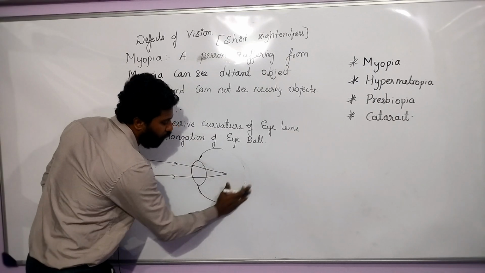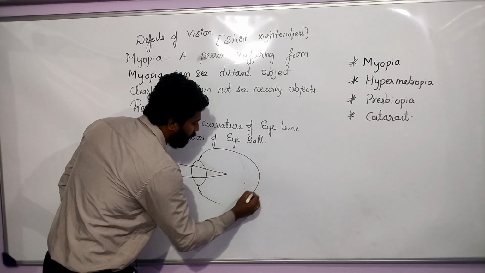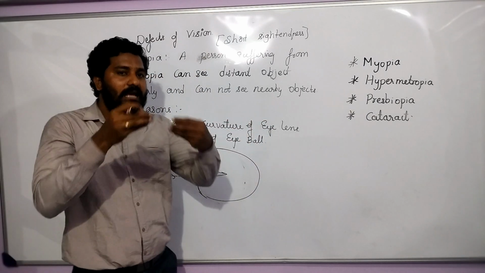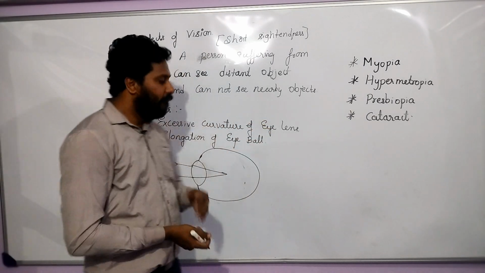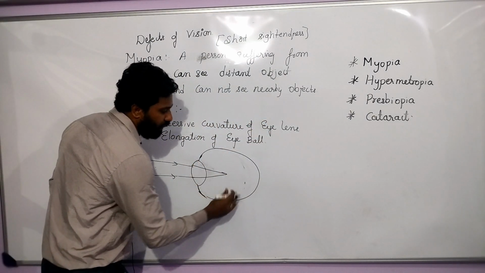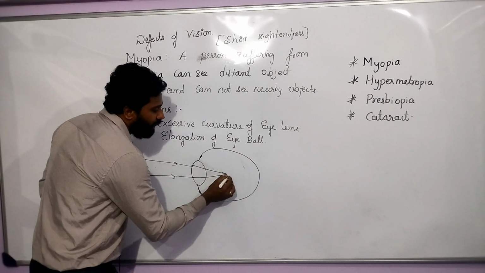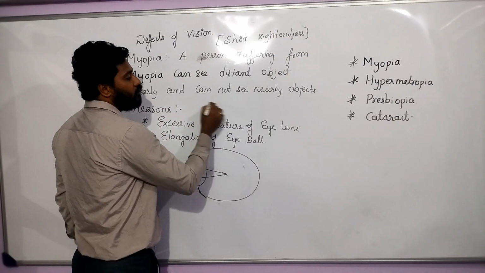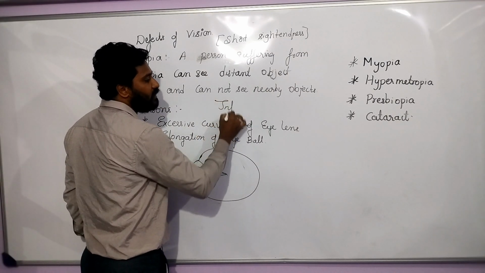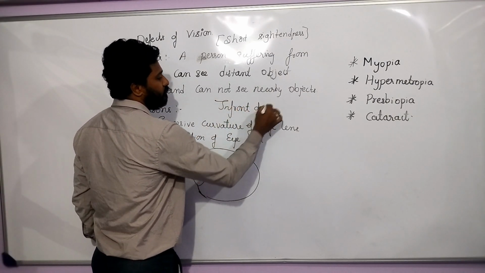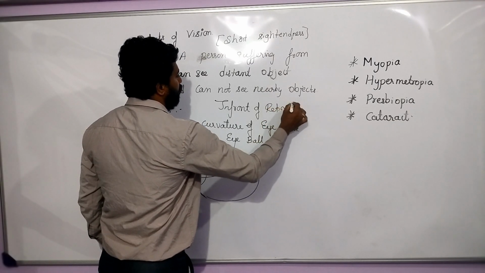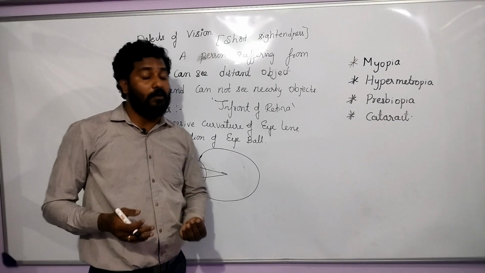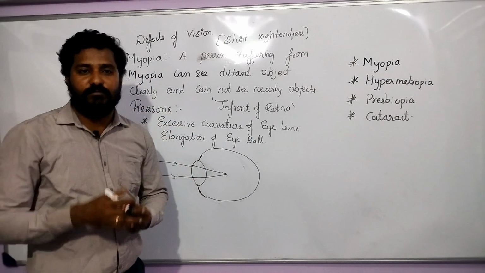And sometimes there is elongation of the eyeball. The eyeball is being elongated, stretched. In such cases, the image forms in front of the retina. Where does the image form? In front of the retina. Very important. They will ask you where the image forms for a myopic person. For a myopic person, it forms in front of the retina.